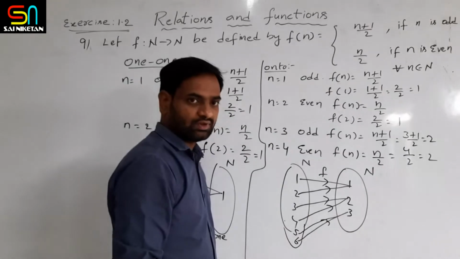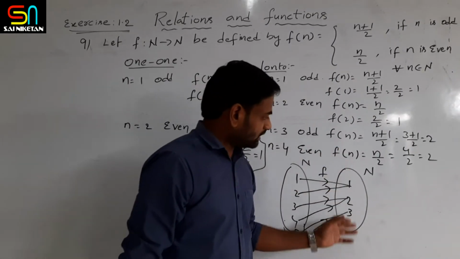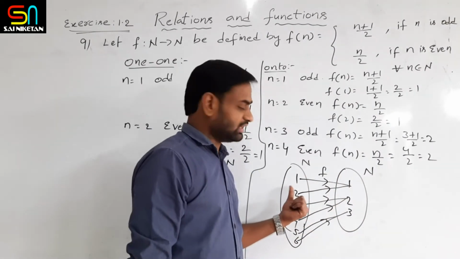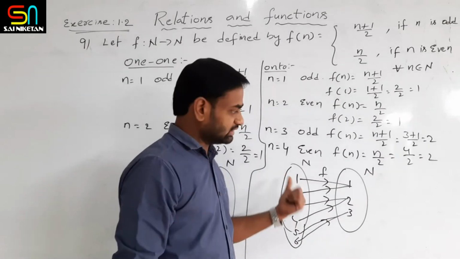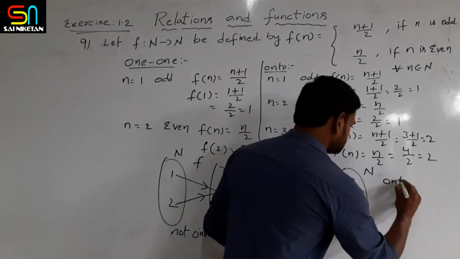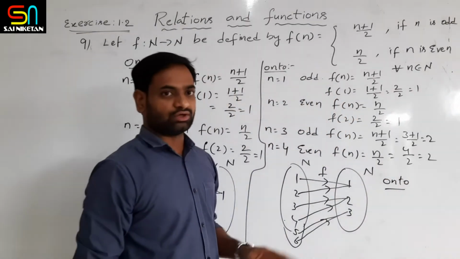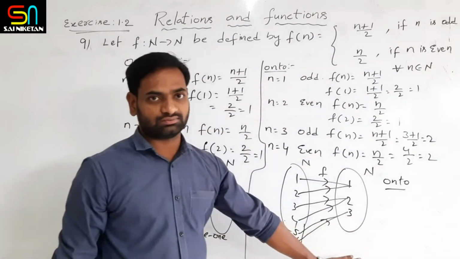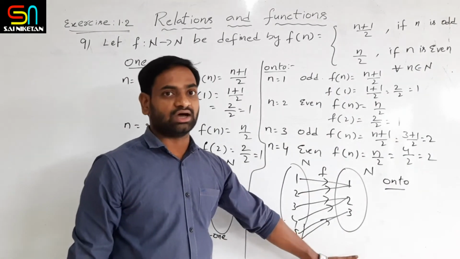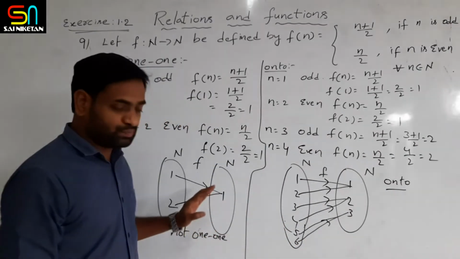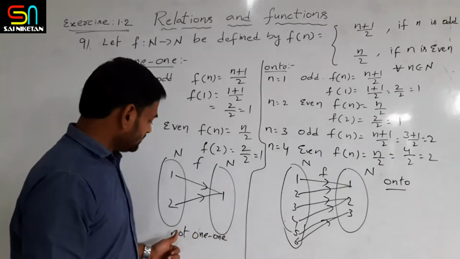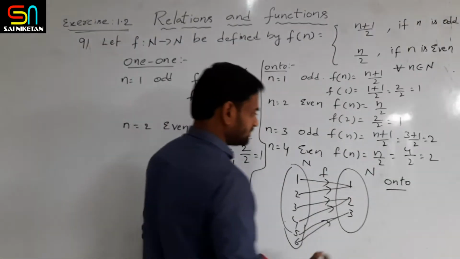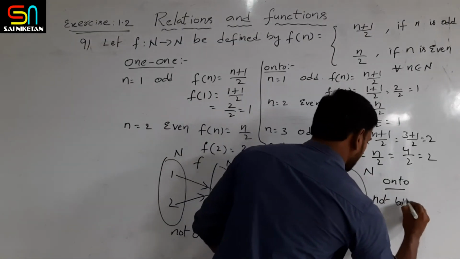Like that. That means if you observe here, in the second set, every element is in the mapping with elements of first set. That's why it is onto. Now this function is onto. Now see here, it is not 1-1, it is onto. But it is not bijective, because bijective means it should be 1-1 and onto, but it is not 1-1. That's why it is not bijective.